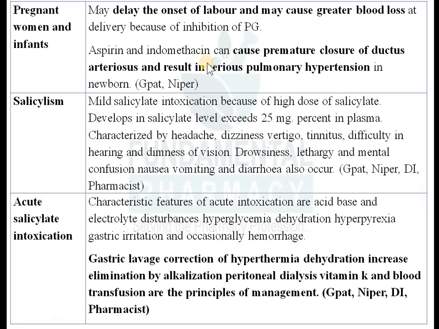Aspirin and indomethacin, they can cause premature closure of ductus arteriosus and result in the serious pulmonary hypertension in the newborn.